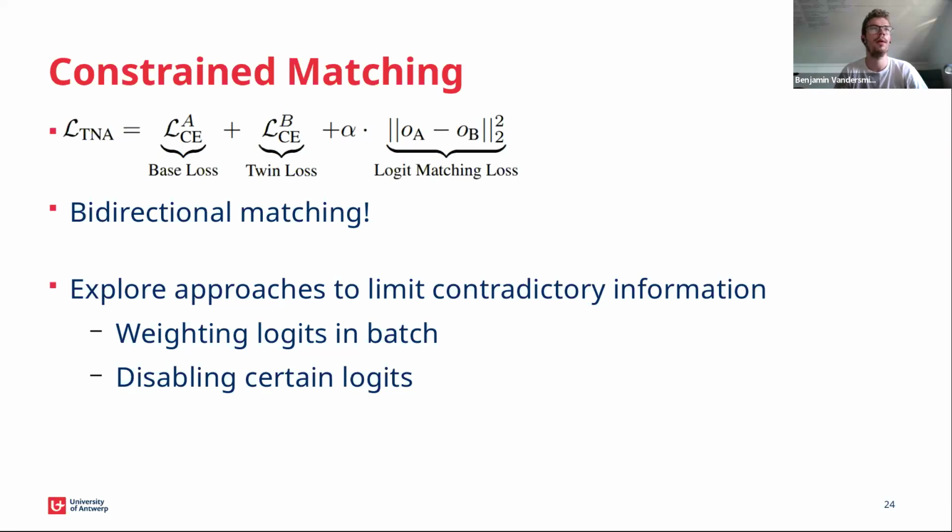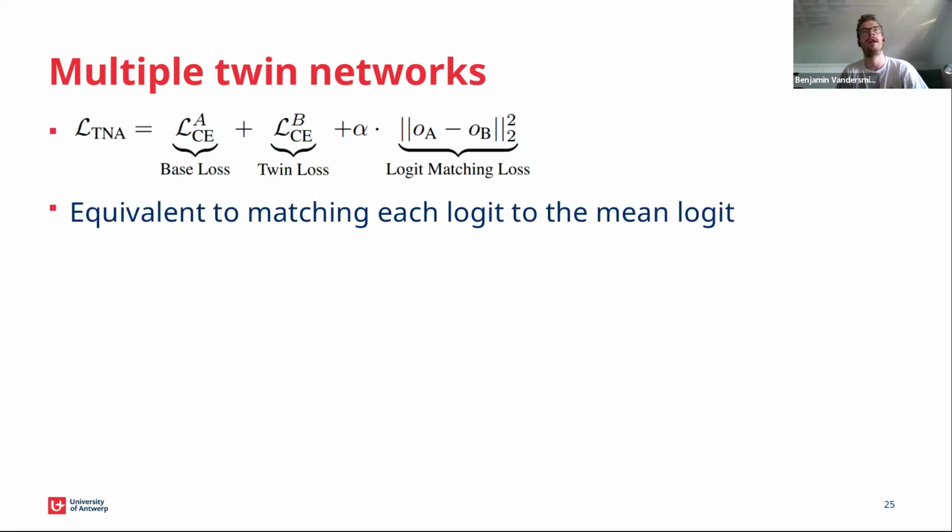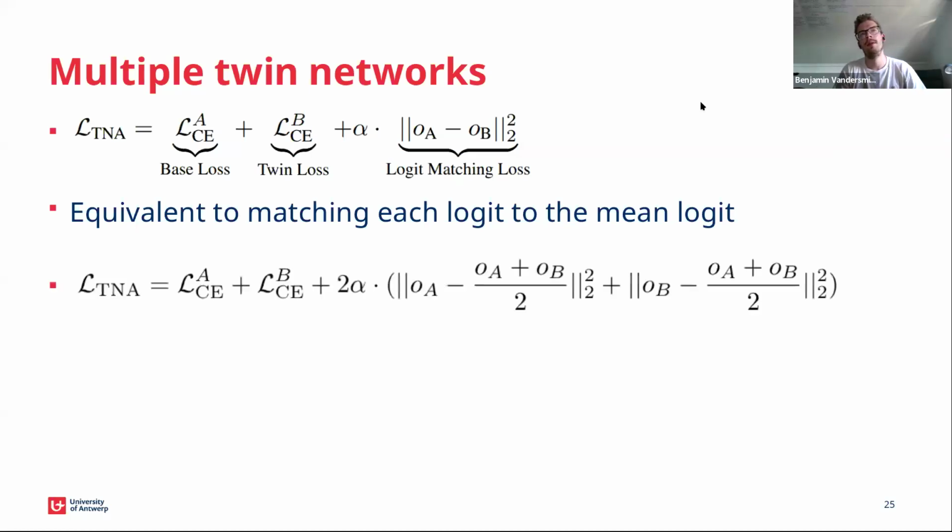And the second is using multiple twin networks. In that case, what we notice is that using this approach is in essence equivalent to matching each logit to the mean logit, so the mean of both logits. And this is how that would then be worked out. There is an additional factor 2 here with the alpha if you work it out, but we can just fold that back into the alpha parameter and just for simplicity use it like that.